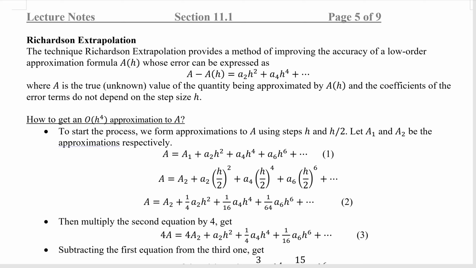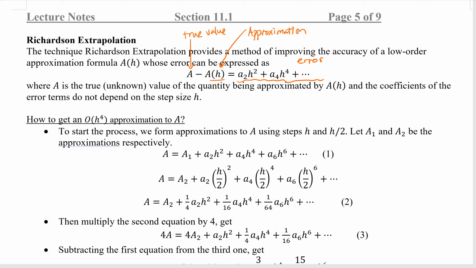Hi everyone, let's continue to talk about Richardson's extrapolation. The technique provides a method of improving the accuracy of a lower order approximation formula, A(h), whose error can be expressed as the following. So here A is the true value, and then A(h) is the approximation. Then the right hand side is the error.